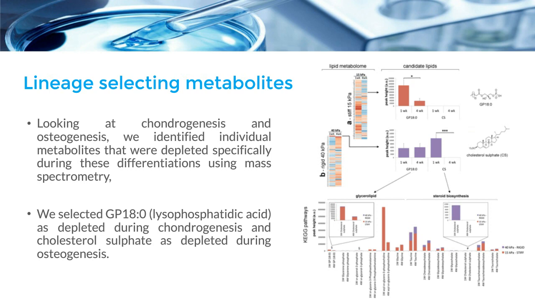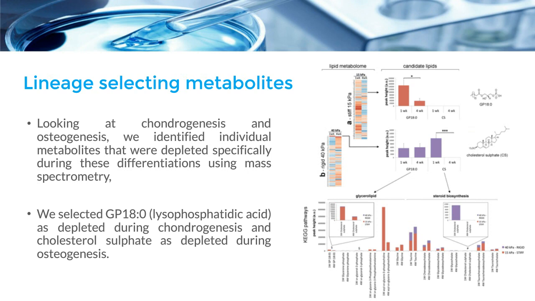When we look at the rigid gel, so the pericytes undergoing osteogenesis, we see the opposite. There's no change in GP18-0, so this isn't part of the osteogenic process. But for cholesterol sulfate, we see this depletion between week 1 and 4, which suggests this is being used during the osteogenic differentiation process. And if we use pathway building software, we can see that GP18-0 is a glycerolipid, whereas cholesterol sulfate is involved in steroid biosynthesis.